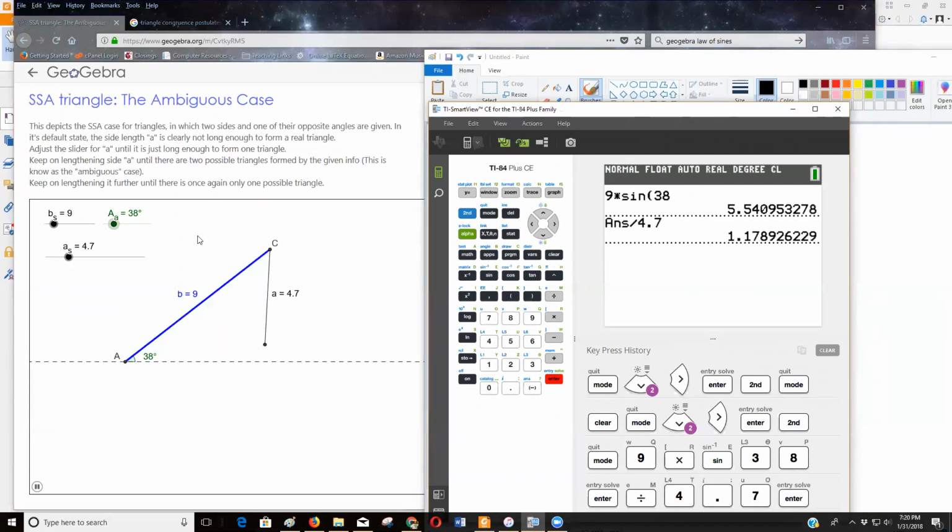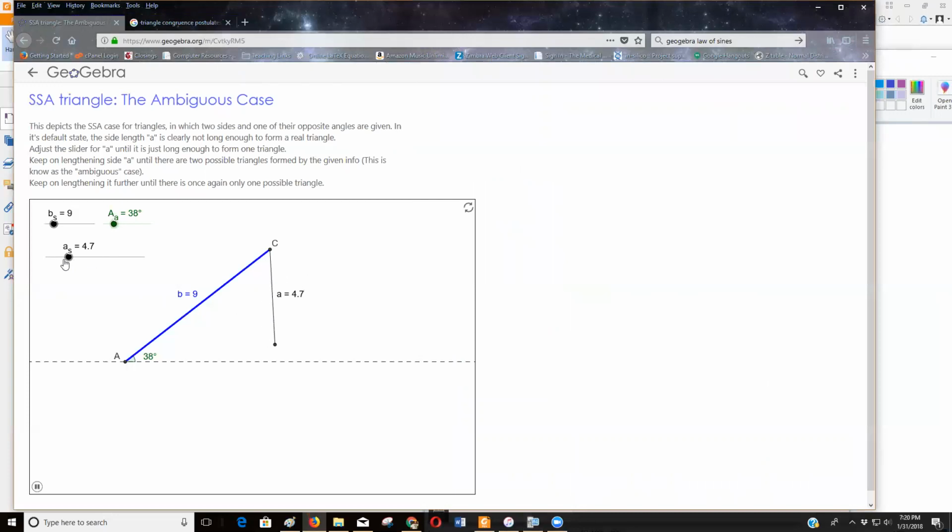So then what can happen if we extend? I'm going to change this angle a little bit. I think I can change side A too. Let's just change side A. There we go. Let's not make it so big. There we go. So here's a situation where there are 2 triangles being formed, and that's the ambiguous case.